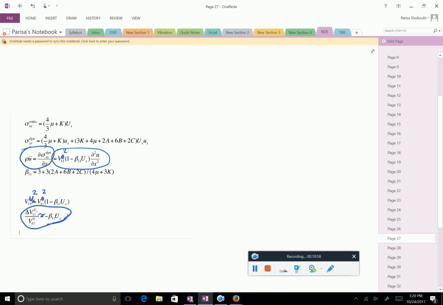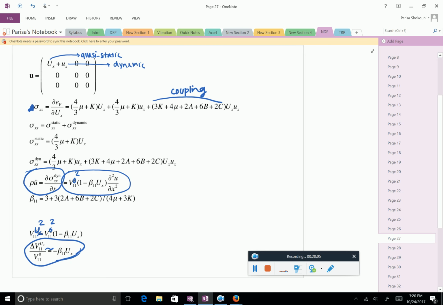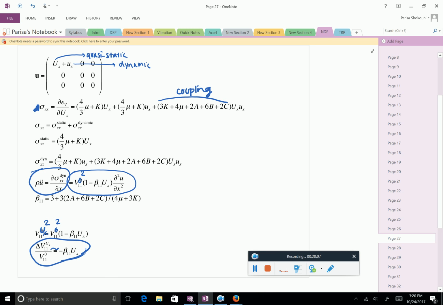Look, it's not as complicated as it looks. We just insert U into the energy density and calculate the stress, and we say, okay, the dynamic stress is the part which has to be in the wave equation.